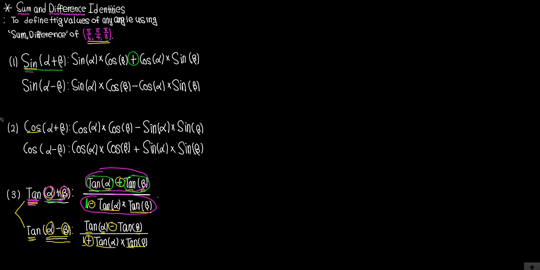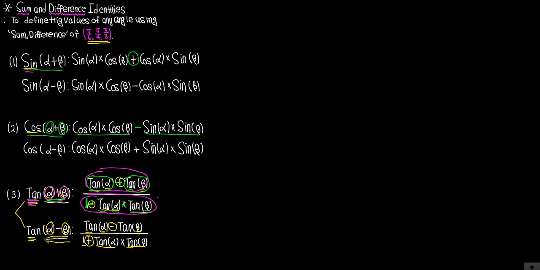And the denominator has to do something with cosine. For the cosine sum identities, when we have the two angle rotations adding together, they must be connected with a negative sign between the two expressions. So it'll be 1 minus the multiplication of the two terms, tangent of alpha and tangent of beta.